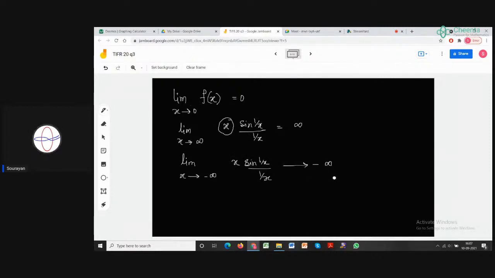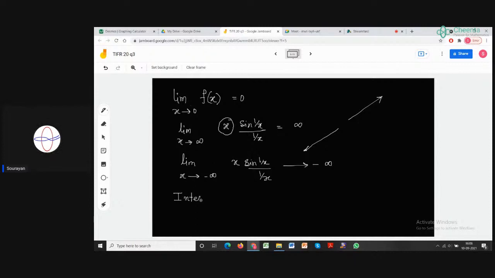Now you have a continuous function. You have a root at a point, f of 0 is 0. If x tends to infinity, it is going towards positive infinity. If x tends to minus infinity, then it is going towards negative infinity. So that means what? The immediate theorem that comes to your mind is the intermediate value theorem.